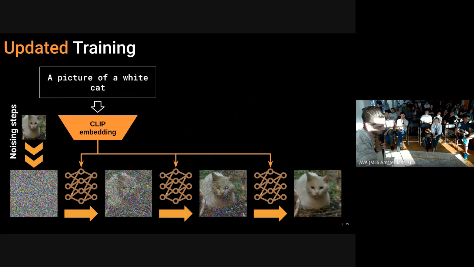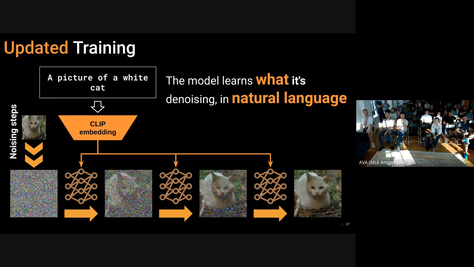So it starts off with random noise, and we tell it, okay, make sure it becomes a picture of a white cat. It takes that, makes an embedding of it, and gives it to the model while it's denoising. So at every step, we can talk to the model and tell it, okay, this is what we want, in natural language, which is convenient, because that's what we speak.